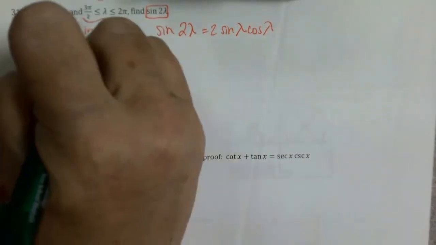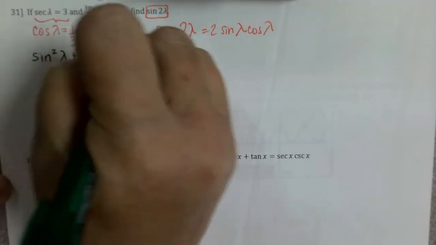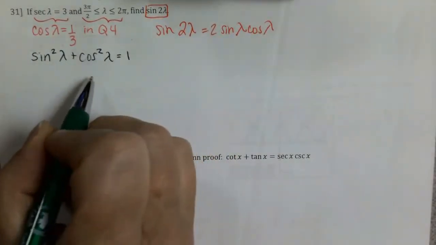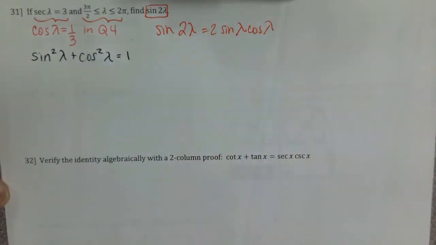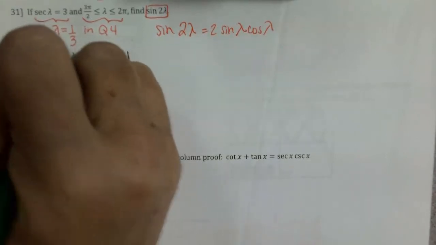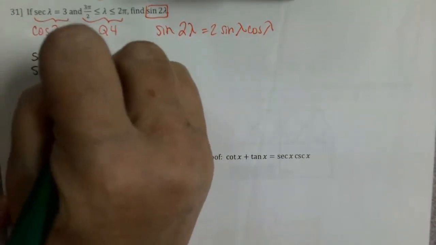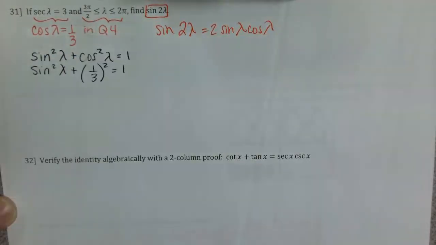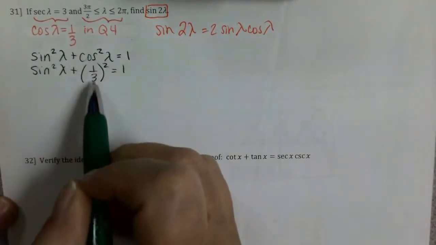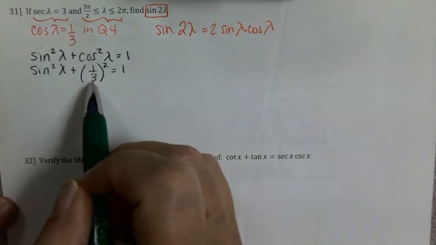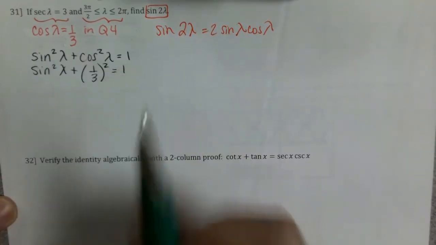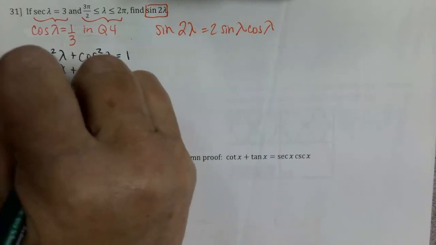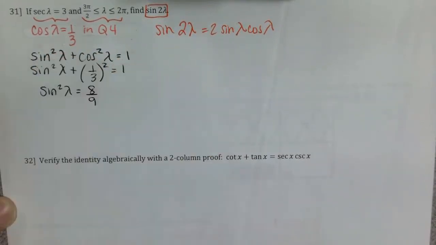So sine squared lambda plus cosine squared lambda is equal to 1. That's the Pythagorean identity. Okay, if we substitute in the 1/3 for the cosine of lambda, then sine squared lambda plus 1/3 squared is equal to 1. And that's 1/9 when we square the 1/3. And we're going to subtract 1/9 from both sides. 9 over 9 minus 1 over 9 is 8 over 9. So sine squared lambda is equal to 8 over 9.